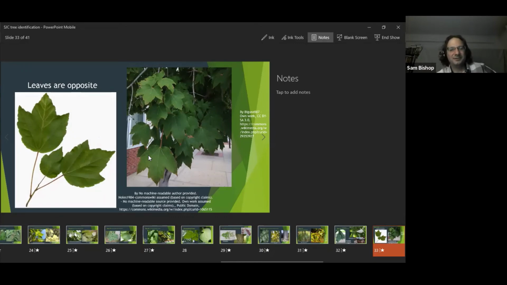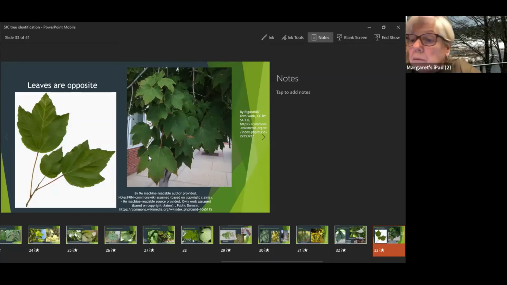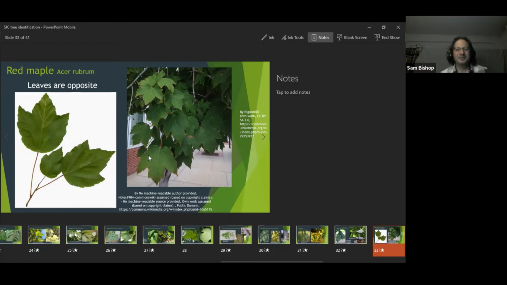Anyone have any ideas which tree this is? Maple. Yes, maple, red maple. Yep, you got it.